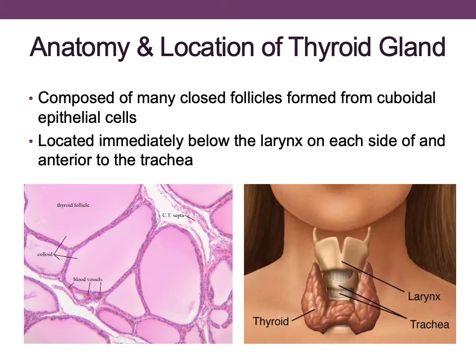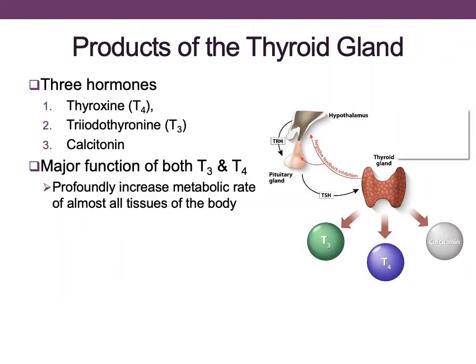The thyroid gland is located immediately below the larynx and on each side of and anterior to the trachea, kind of a butterfly shape with the isthmus in the middle connecting the two lobes. So all the products of the thyroid gland include thyroxine, also known as T4, triiodothyronine, known as T3, and calcitonin. And we talked plenty about calcitonin in the previous lecture, so I'm not going to say any more about it. But I am going to reiterate, when I use the term thyroid hormones, I'm only referring to thyroxine or triiodothyronine.